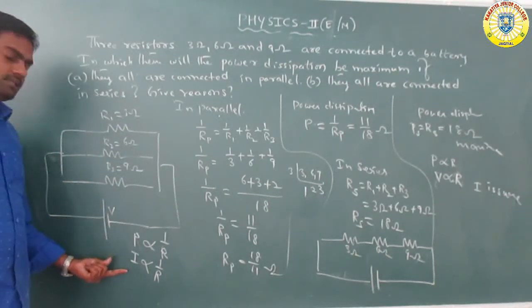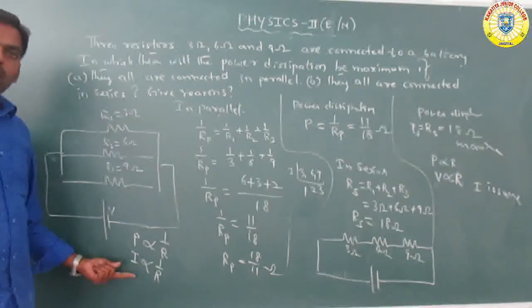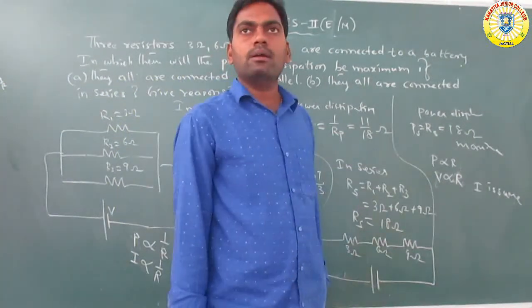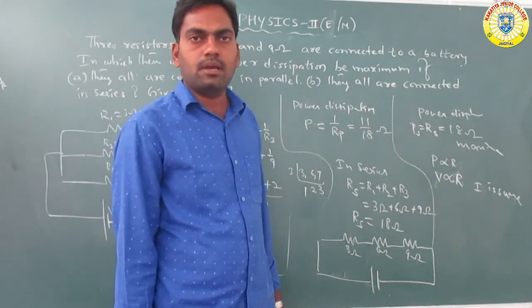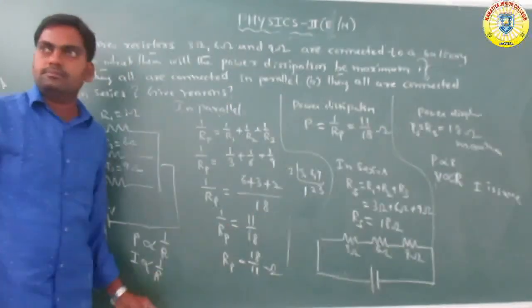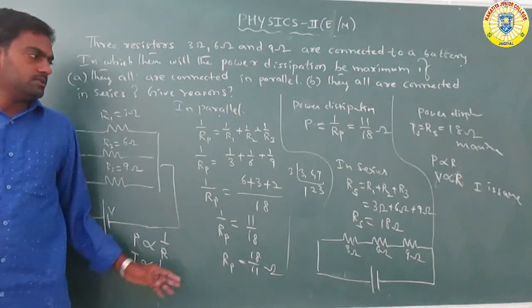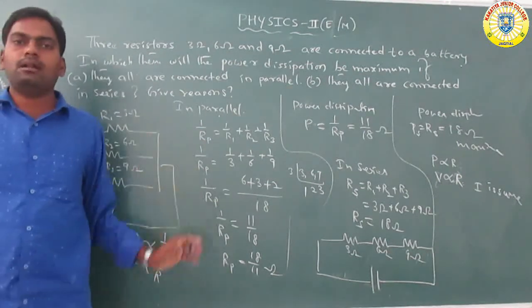For this reason, the power dissipation is less in the parallel combination. Power dissipation is more in a series combination. Okay, got it? So the series combination has more power dissipation compared to the parallel combination.